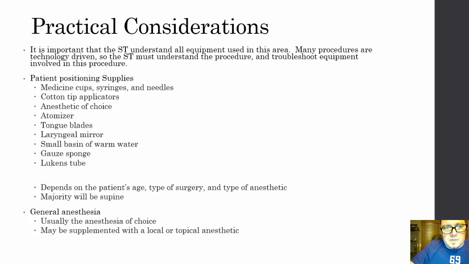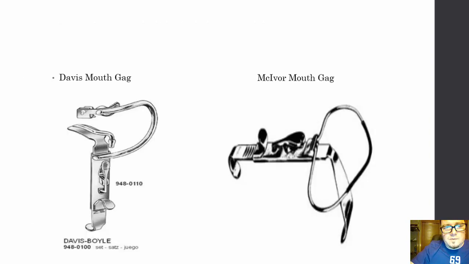All these types of positional supplies and aids depend on the patient's age and what procedure they're having and the type of anesthetic that they're having. And like I said before, some of these procedures you may use a couple different kinds of local anesthesia. You may use some light sedation. You may use general anesthesia and then use local at the end for postoperative pain control.